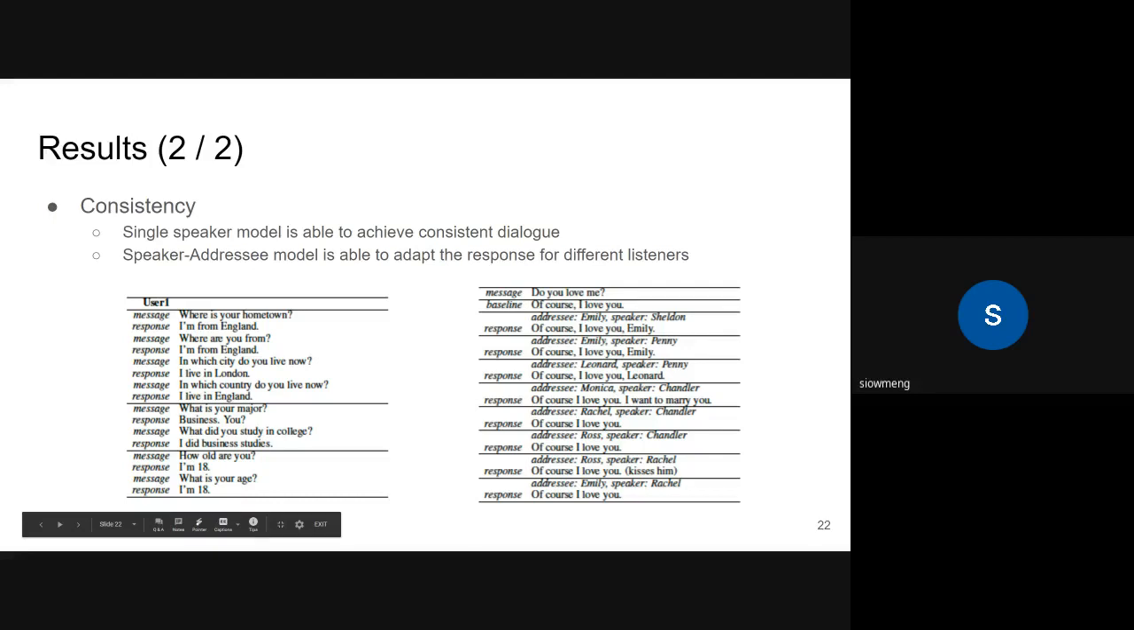So the results do show that it's able to achieve some consistency in the messages while obtaining a similar BLEU score. Yeah, that's about it. That's all about this paper.